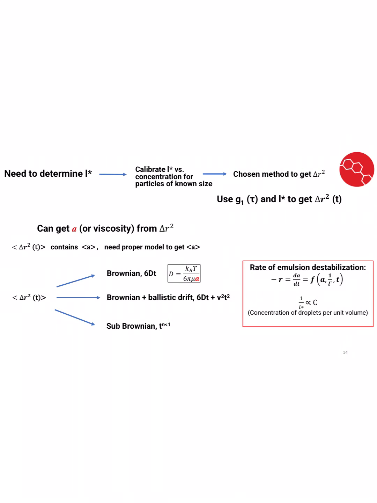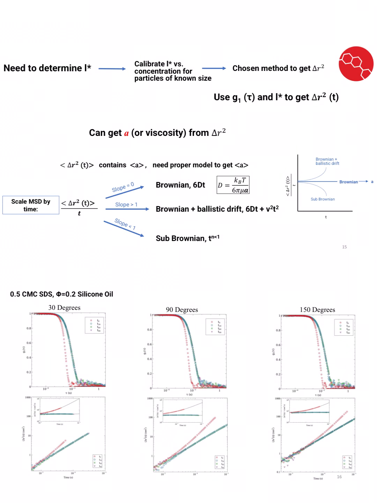If you can get size, you can understand the kinetics of emulsion destabilization. The rate of emulsion destabilization, which can be written as dA/dt, is a function of size, 1 over L star, which is proportional to the concentration of droplets per unit volume, and time. For my graduate research, this allows me to write a rate of emulsion destabilization for each concentration of each surfactant that I test.